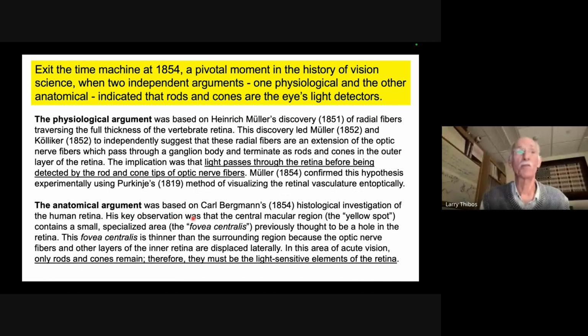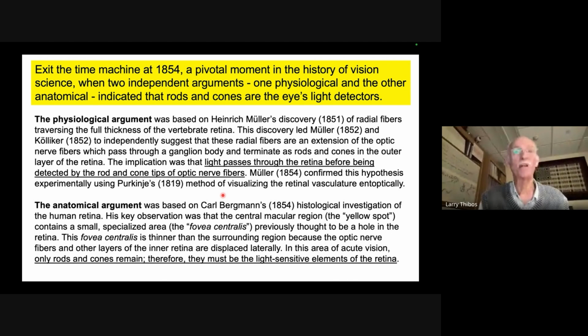And his key observation was that the central macular region, which is where the yellow spot is, that's where the fovea is, there's a little marker there, some yellow pigment. And then that area contains the specialized area, the fovea. He called it the fovea centralis, the central fovea, which was previously thought to actually be a hole in the retina. He said it's not a hole. He said this fovea centralis may be thinner than the surrounding region, and the reason it's thinner is because the optic nerve fibers and the other layers of the inner retina have been displaced laterally.